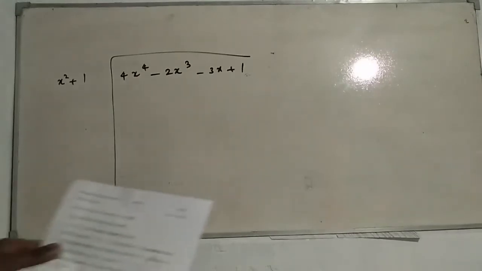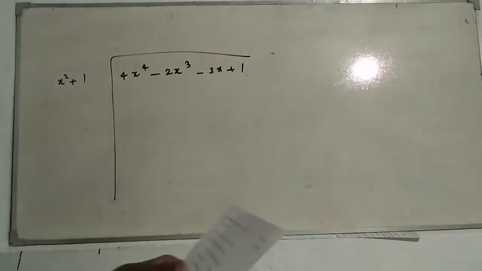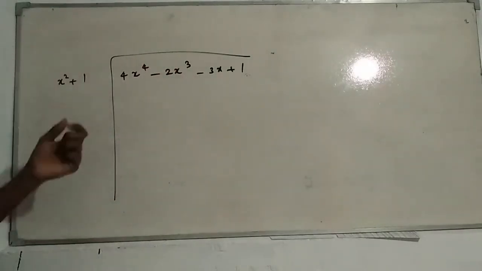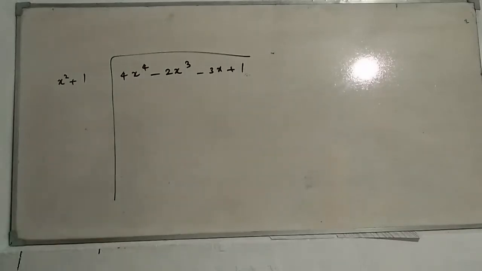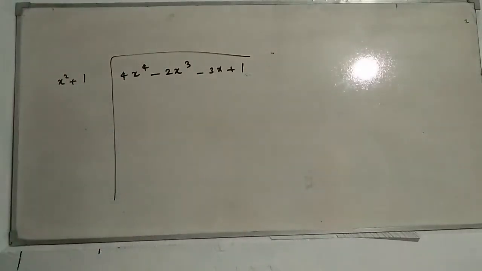Right. Okay, the fourth question. In the fourth question, you have been asked to divide this polynomial by this one using the long division method. Using the long division method, we find the quotient and the remainder when we divide this polynomial by this polynomial. Right. Let's start.